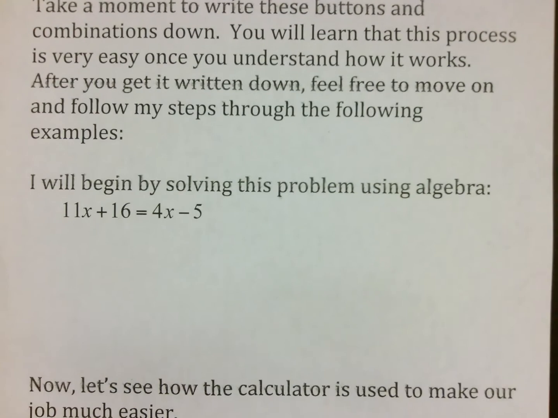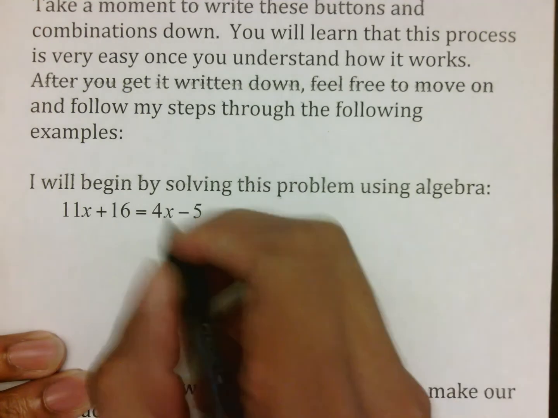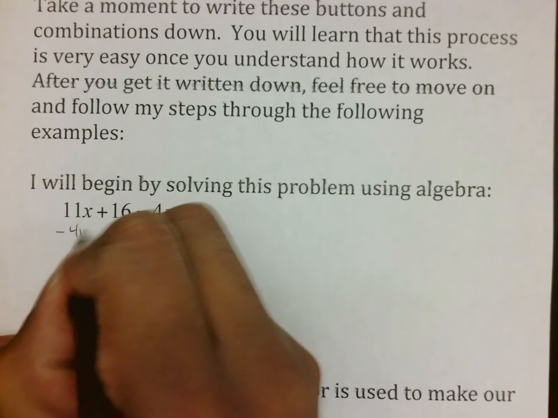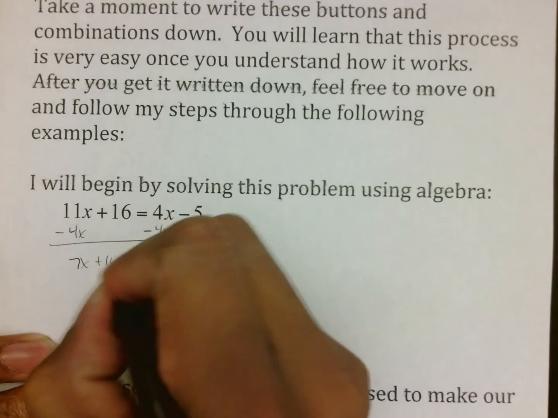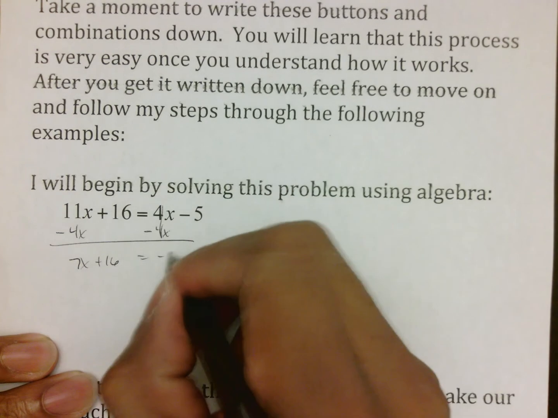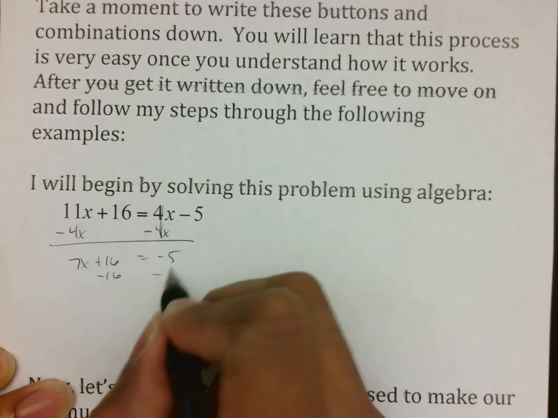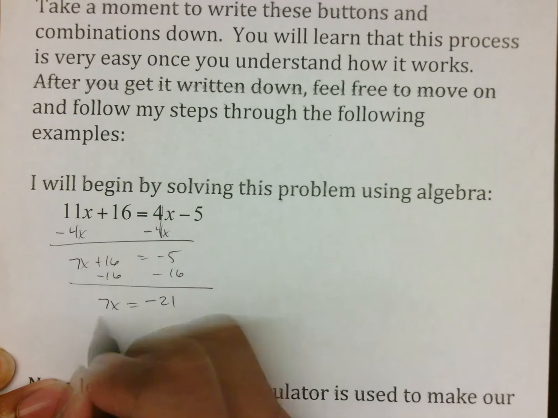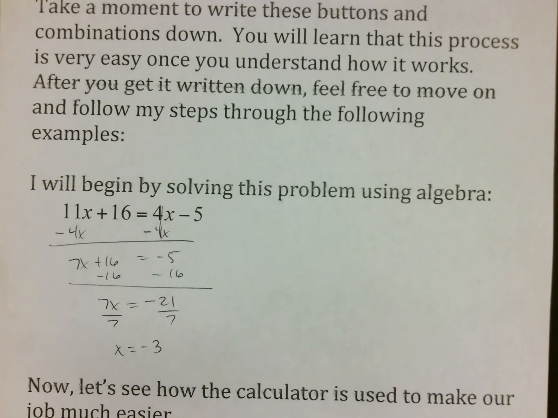I'm going to start out by slowly solving this problem using algebra. When we saw 11x plus 16 equals 4x minus 5, we always started off by picking the smaller x, which is the 4, and we subtracted the 4x from both sides. 11 minus 4 gave us 7x. Plus 16 equals, and then we brought down a negative 5. From there, we subtracted 16 because we wanted to get it away from the 7. That made negative 21, and from there we divided by 7 to get x equals negative 3.